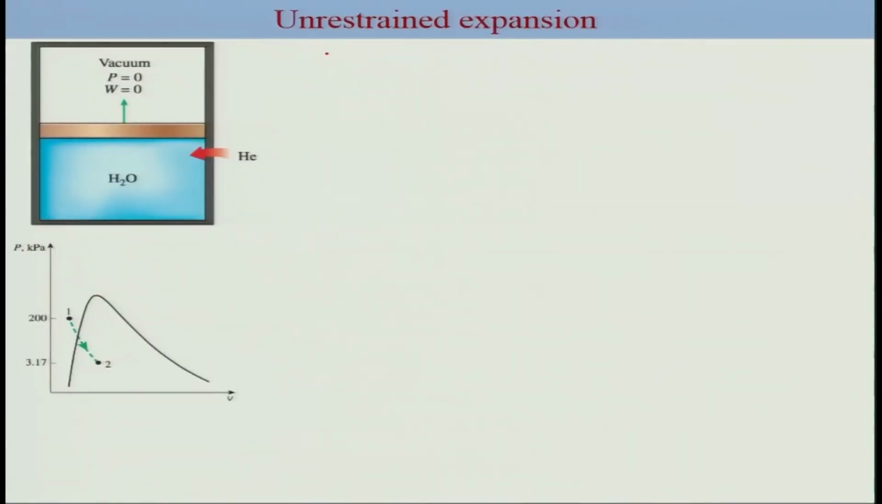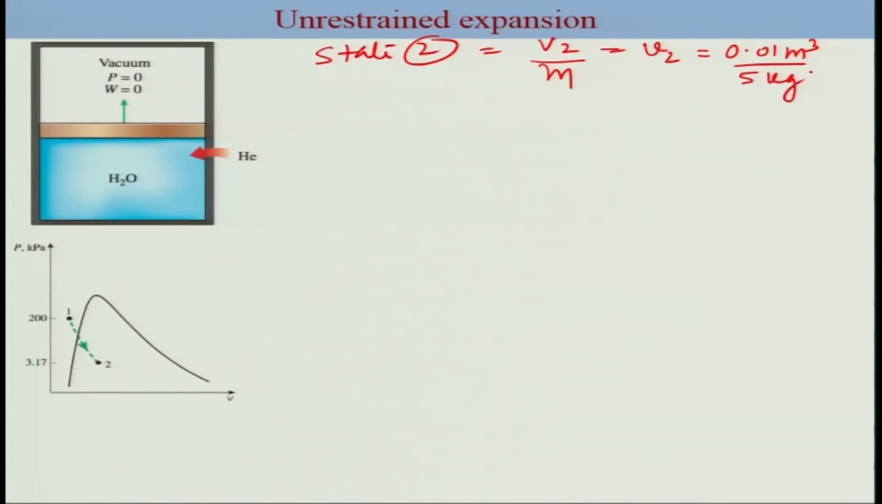Okay, so what is the state 2? The state 2, you already know your V2, the volume of the state 2, and the mass is still fixed. So the specific volume for the state 2 is 0.01 meter cube over 5 kg. Okay, so this is going to be 0.002 meter cube per kg.